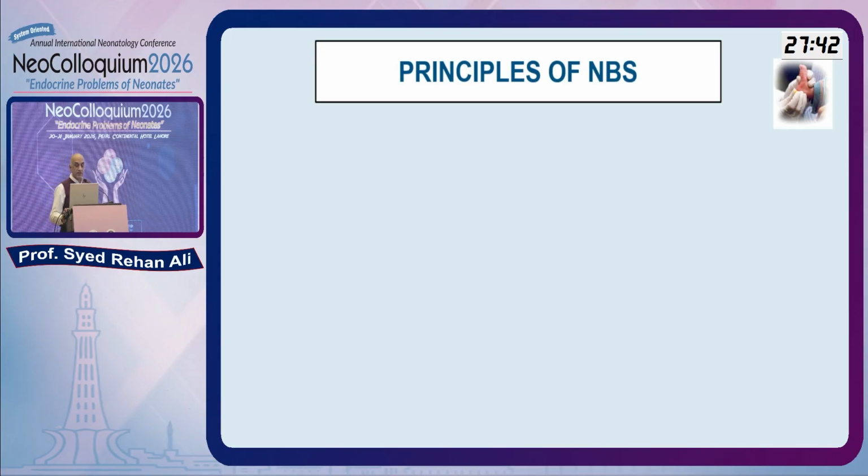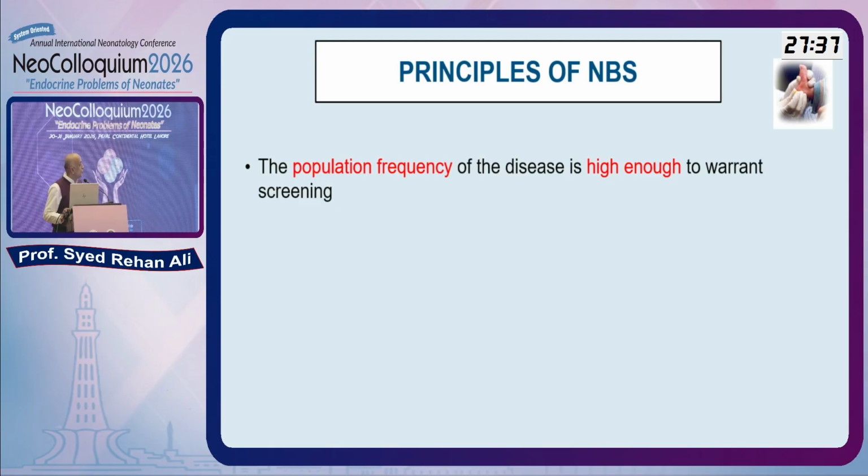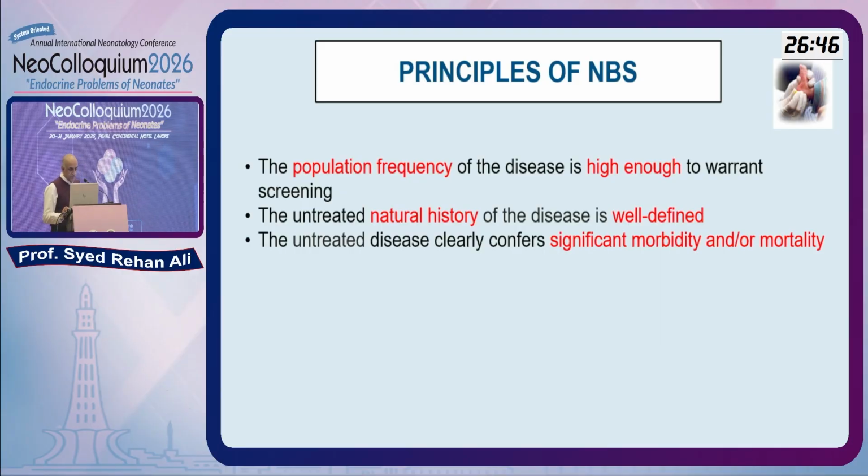When we talk about newborn screening, what are the principles? The general principles were described by the WHO well before, I think in the 1960s. Whenever we look at newborn screening, we have to look at the population frequency, that is, how prevalent the disease is to warrant screening. And if that disease is left untreated, what is its natural history? The natural history should be well defined, and the untreated disease should cause significant morbidity and mortality.